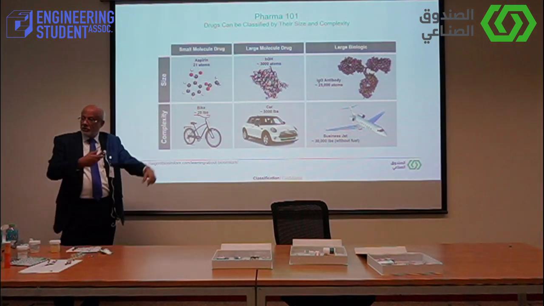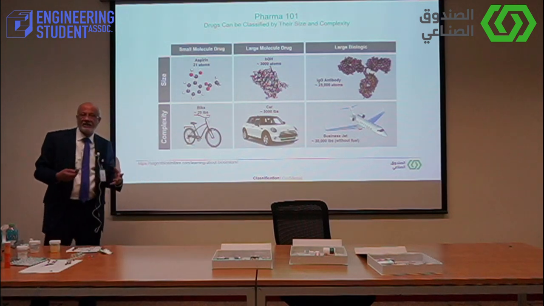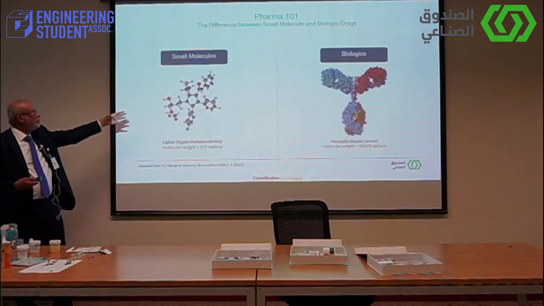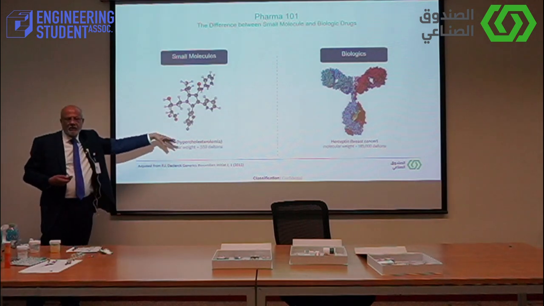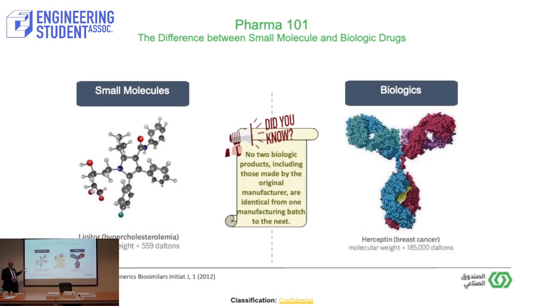The vaccine, which you all took for COVID-19, is a very complex drug. Then we have the small molecules, which is again Lipitor, atorvastatin, which is equivalent to water in complexity. When you are talking about these pills which we showed you, these are all chemical drugs. Chemical drugs are identical; you can produce one chemical after another and it has the same properties. But when you are doing biologics, no two biologics can be the same.